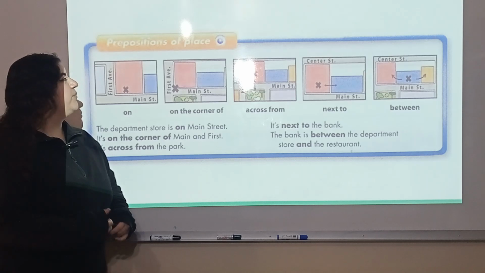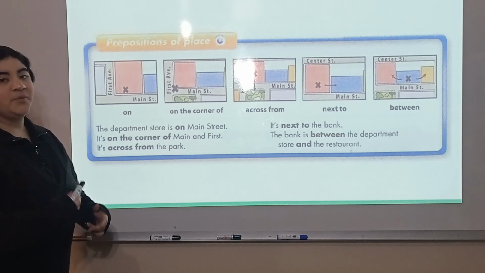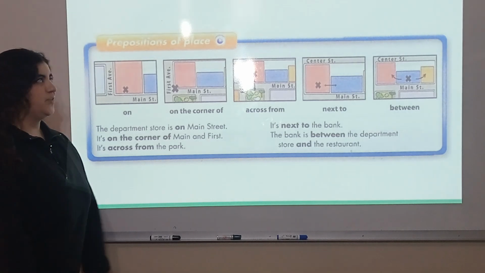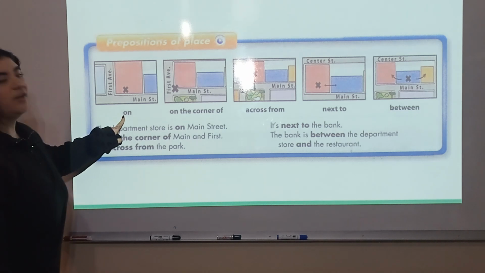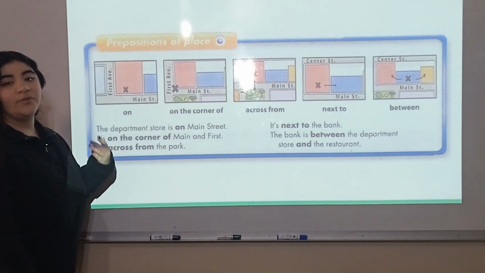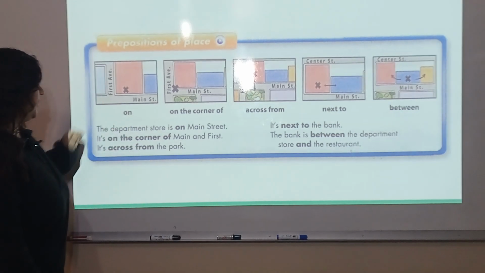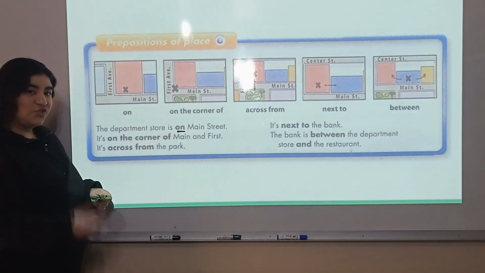Guys, today we will be reviewing Unit 13 on your book, on your yellow book, which is that of prepositions of place and giving directions. First off, we have the prepositions of place. We are going to be using on when we're going to be referring to the street, the boulevard, or the avenue where a place is. For example, the department store is on Main Street.